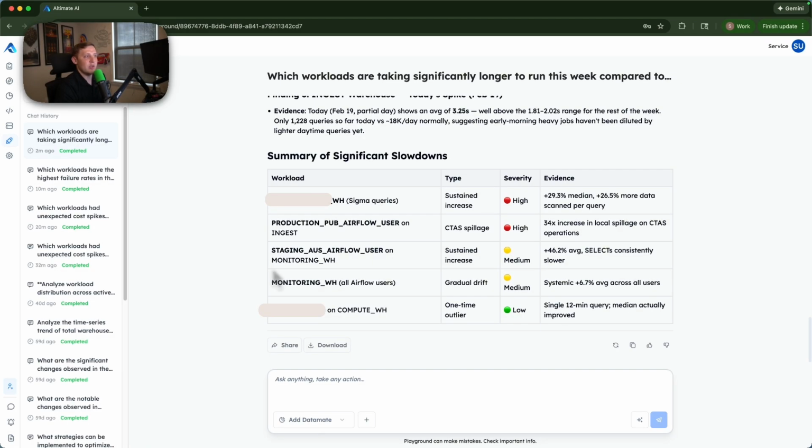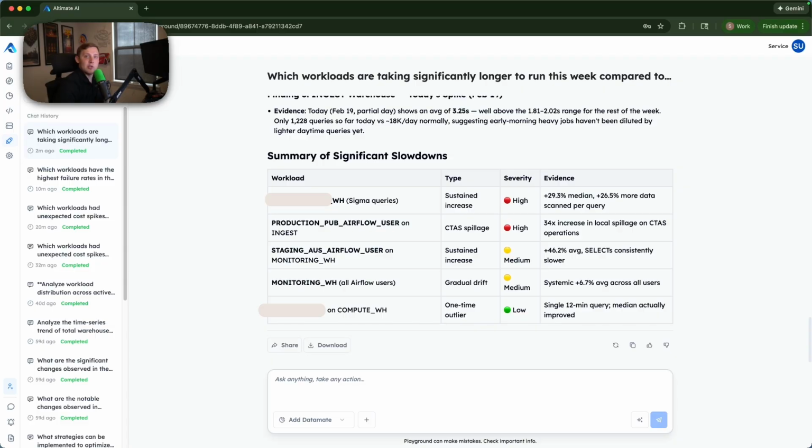And again, we have findings across all these warehouses. I'm not going to go through all of this because I don't want to bore you. Just letting you know that those are there for each one of those warehouses. And then we have our summary of significant slowdowns. So this first one is Sigma query, so sustained increase there, with a high severity, telling us it's 30% above the median, with a larger data scan per query, which tells us we might need to partition more, or other things that you can do inside of your data to make those queries be a bit smaller and run quicker. And of course that goes from high to low severity, which is a one-time outlier there on that bottom outlier. So this is opportunity number 3.